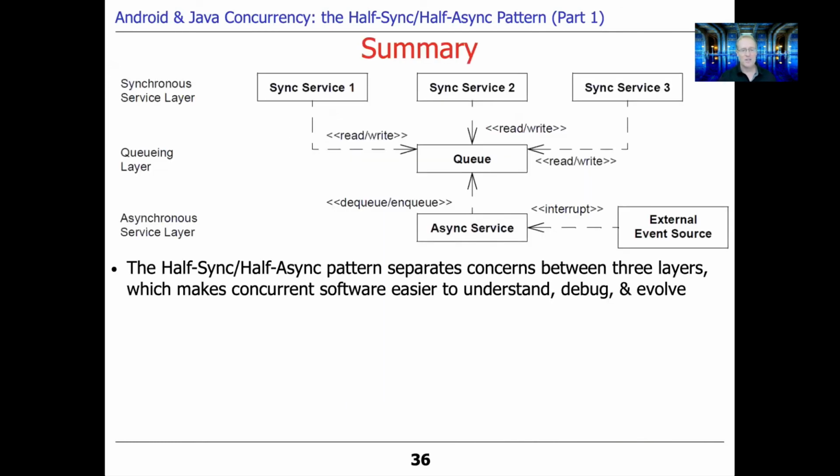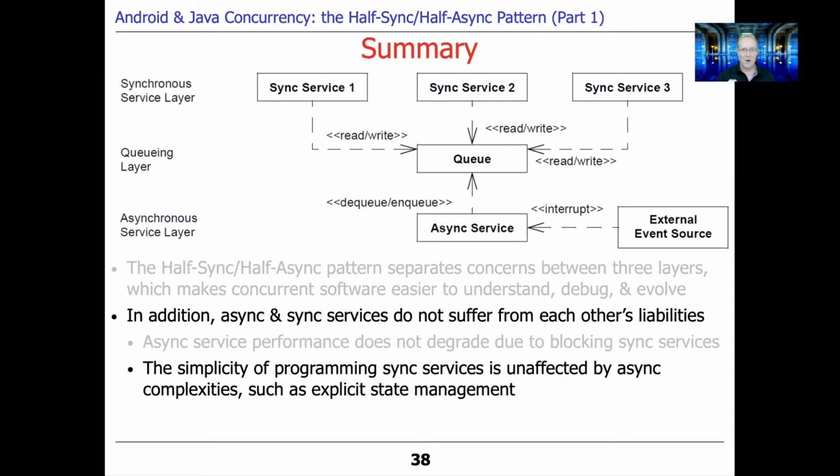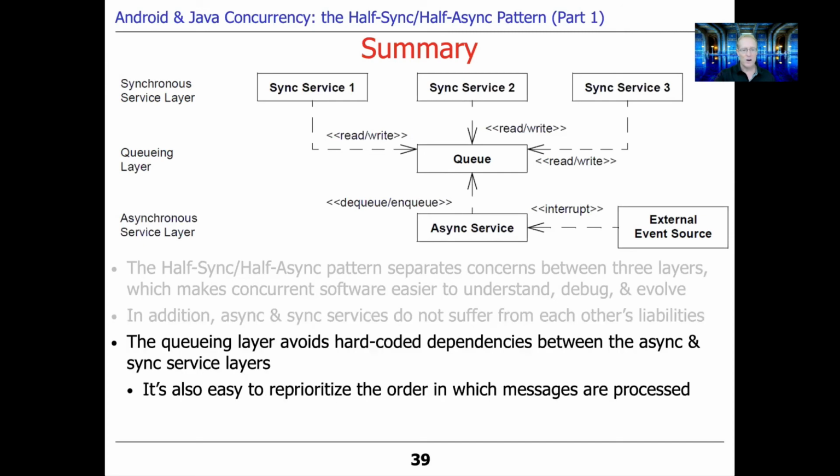So to summarize this part of the discussion, the half-sync, half-async pattern is used to separate concerns between these three layers, the async part and the sync part through a queuing layer, which helps to make software easier to debug and evolve and understand when it's used in a concurrent context. The async and sync parts are nicely decoupled, so you don't have to pay the liabilities of this stuff. The nice performance boost you get from asynchronous programming doesn't complicate the synchronous programming, because asynchronous programming is more complicated. So you get, hopefully, the best of both worlds, and you can pick and choose which things you use where.